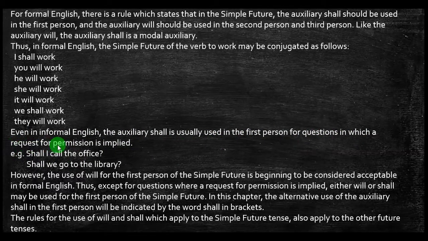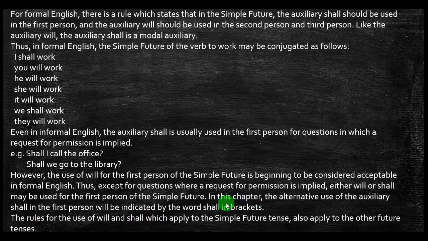Particularly when we talk about requests for permission, like "Shall I call the office?" or "Shall we go to the library?", this is informal English, right. However, the use of will for the first person of the simple future is beginning to be considered acceptable in formal English. Thus, except for questions where a request for permission is implied, either will or shall may be used for the first person of the simple future.